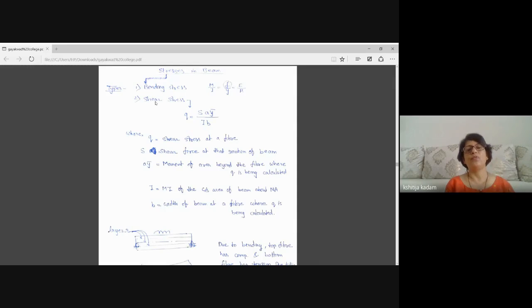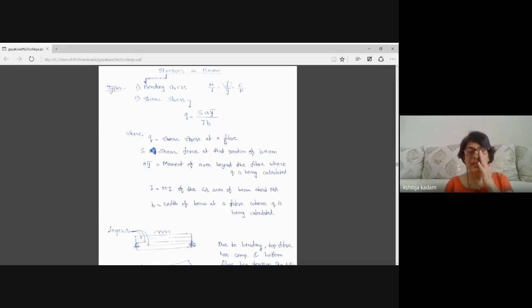Now let us study the second type of stresses. It is shear stress. And the formula is Q is equal to S A Y bar upon I B. What is Q? Here I have written everything about it. Q is shear stress at a fiber.